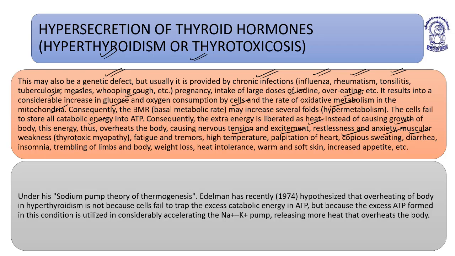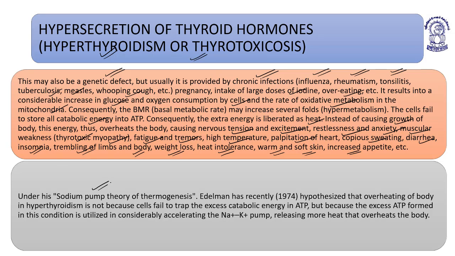Muscular weakness, thyrotoxic myopathy, fatigue, tremors, high temperature, palpitation of the heart, copious sweating, tremendous sweating. Palpitation of heart means excessive beating of the heart, or the heartbeat increases. Diarrhea, insomnia, loss of sleep, trembling of limbs, shaking of the hands and fingers, body weight loss, heat intolerance. The person cannot tolerate heat, warm and soft skin, increased appetite. So these all are the features of hypersecretion of thyroid hormones, or thyrotoxicosis, or hyperthyroidism.